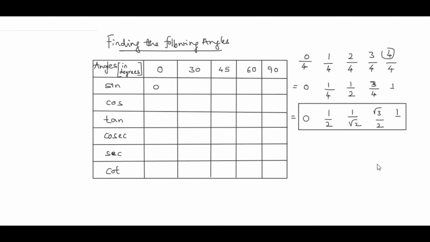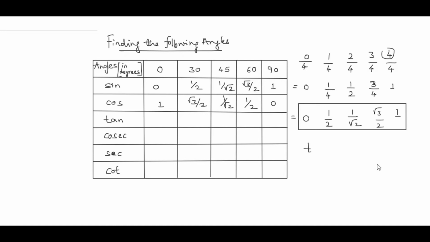So these entire values are for the sine angles. Sine 0 is 0, sine 30 is 1 by 2, sine 45 is 1 by root 2, sine 60 is root 3 by 2, and sine 90 is 1. Once we have the sine angles, finding the cos, tan, cosecant, secant and cot is very easy. Whatever sine values you have written, the reverse order is the cos. So what is the reverse order? That is 1, root 3 by 2, 1 by root 2, 1 by 2 and 0.